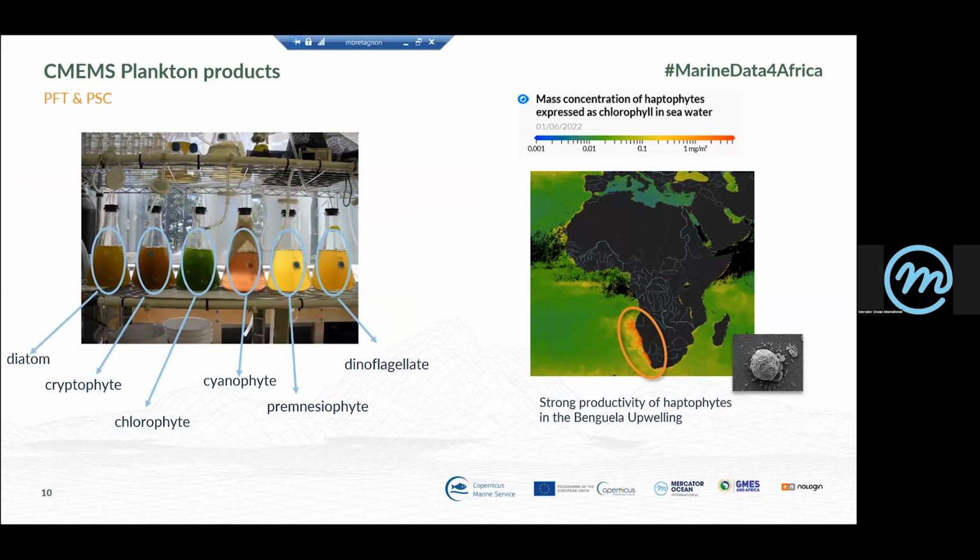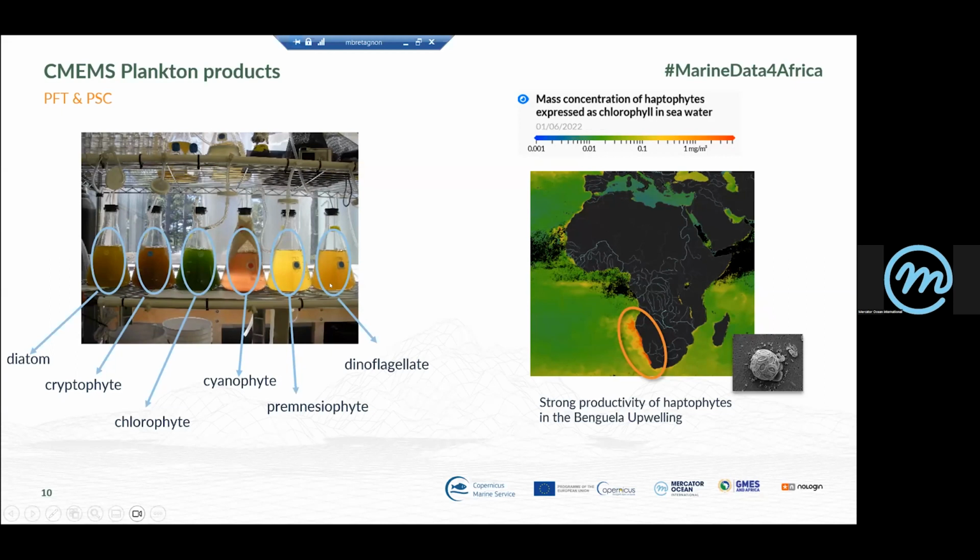We can differentiate all the PFT thanks to their pigment composition. We have seen previously that phytoplankton are composed of chlorophyll, but depending on the species, the pigment composition is not the same. You will have chlorophyll, but also other pigments, for instance, the carotenoid. And this will lead to different colors of the water, as you can see on the bottle on the left. Depending on the phytoplankton types, you will have different colors.